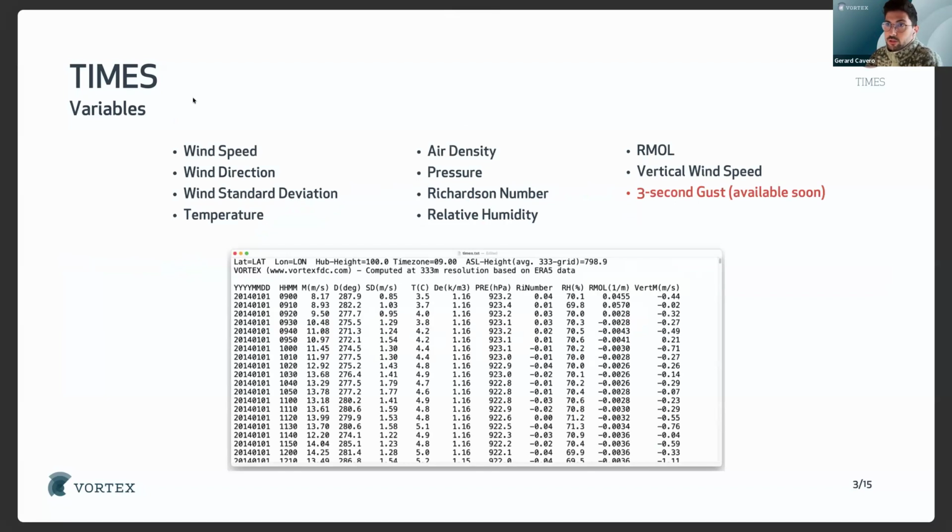If we focus on the variables that are included in the simulation, we have the typical variables that we can obtain with the WRF models. The most important ones would be wind speed, wind direction, and wind standard deviation for the turbulence. We have also some other meteorological variables, such as temperature, density, pressure, humidity, and two variables focused on the atmospheric stability description, such as the Richardson number and the Monin-Obukhov length. And next week, the 3-second gust derived from this WRF LES simulation will also be included in Times.